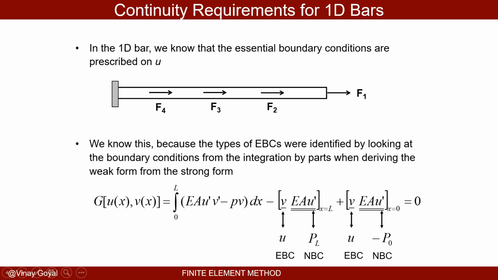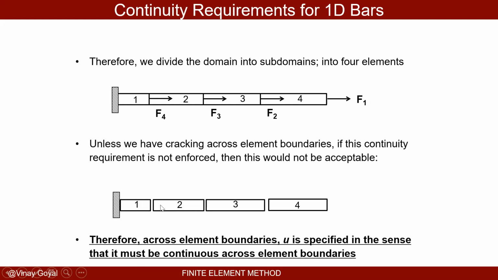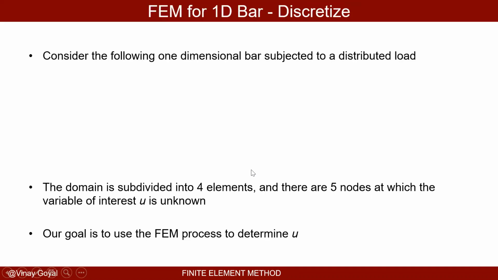And so the essential boundary conditions are a good clue. They tell you what to pay attention to when you go across element boundaries. When we study beams, you're going to see that for Euler-Bernoulli beams, the slope is very important as well.